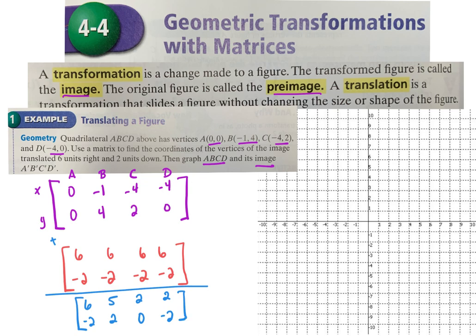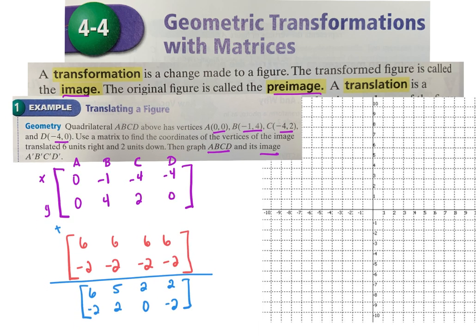I do want to point out that while your normal figure is A, B, C, and D, the pre-image is listed that way, and the image actually has these little dashes above it, and that indicates that it has been moved. And then you're just going to plot your points and graph it.